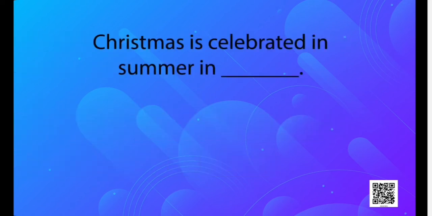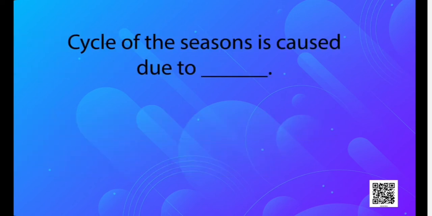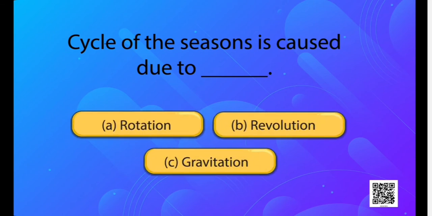Question number 3. Christmas is celebrated in summer in option A, Japan, B, India, C, Australia. The right answer is option C, Australia, as it lies in the southern hemisphere. When it is winter in the northern hemisphere, then it is summer in the southern hemisphere. Question number 4. Cycle of the season is caused due to option A, rotation, B, revolution, C, gravitation. The right answer is option B, revolution.